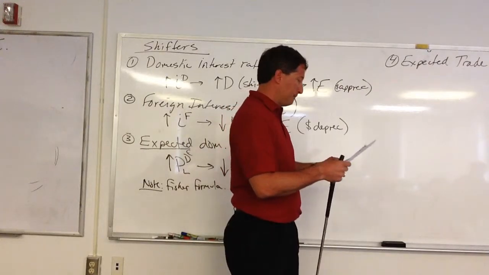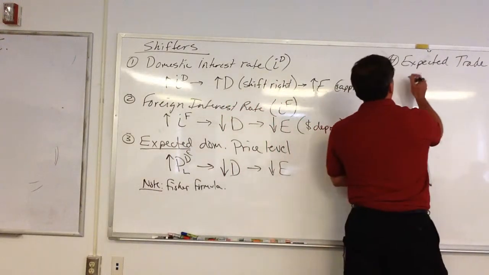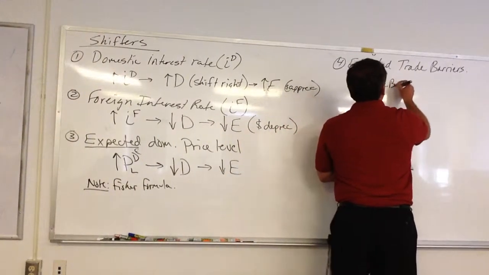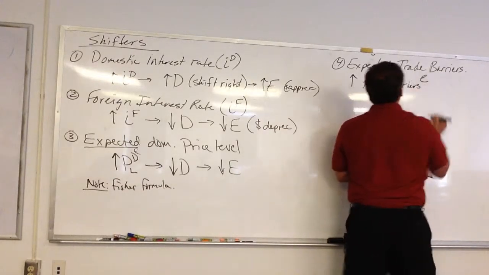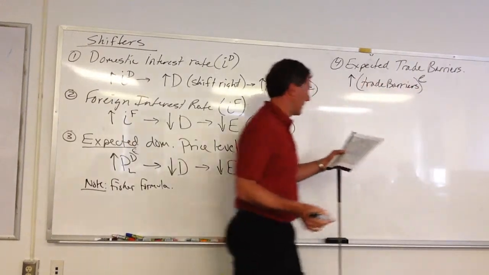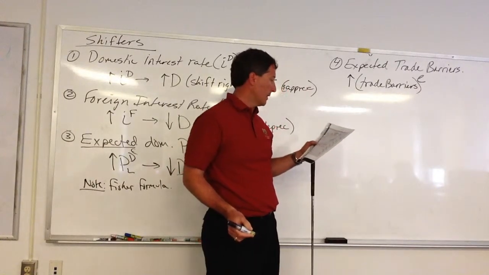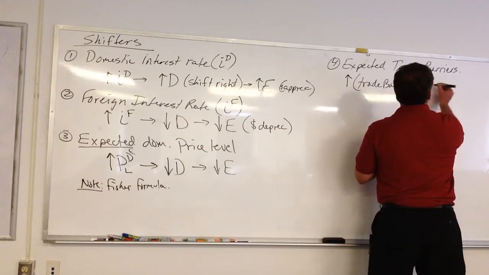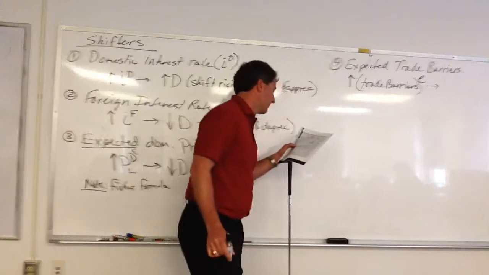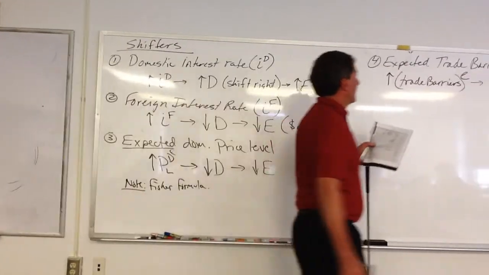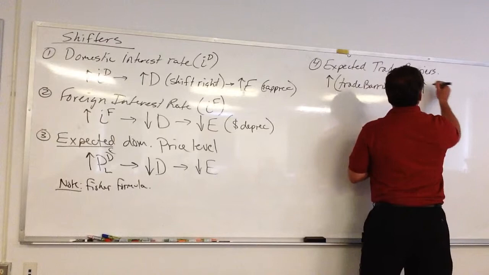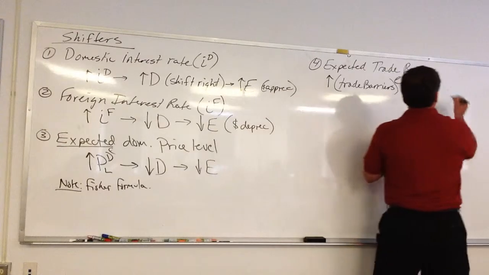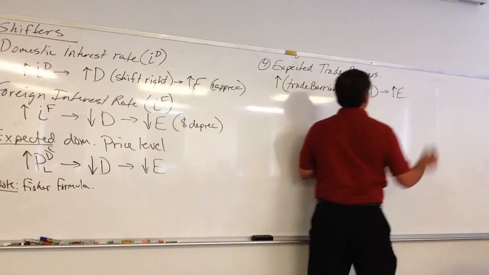So with trade barriers, if there's an increase in the trade barriers expected, that's our variable, expected trade barriers. This one might seem a little odd. But it leads to an appreciation, an increase in demand. So I'm going to write it out and then talk about it. So an appreciation of the currency.